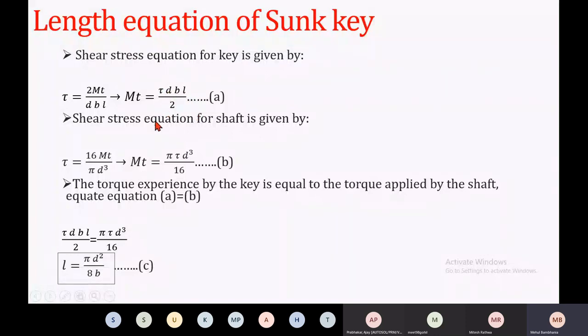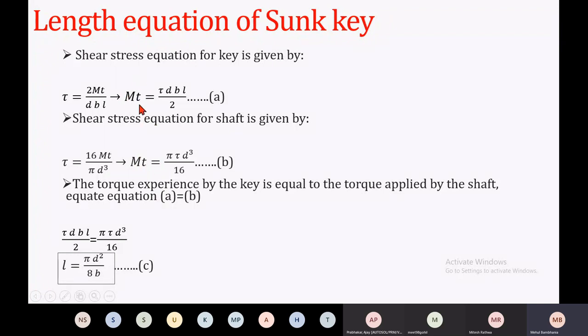Now from the previous chapter on the shaft, we already derived one equation: the shear stress generated within the shaft is given by 16 Mt by pi d cube. If you recall your previous chapter, the shear stress generated within the shaft is given by this equation. In that, Mt is the torque experienced by the shaft. So let's isolate that torque. The equation is in this form: pi tau d cube divided by 16. This is the torque experienced by the shaft, and this is the torque experienced by the key.